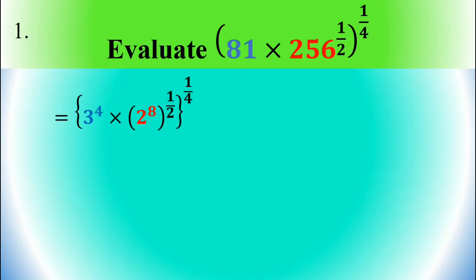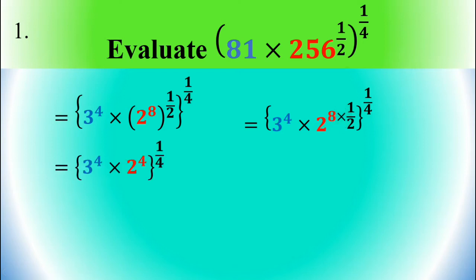Next, there is a power of a power. Now you should simplify that. 2 to the power 8 into half is equal to 2 to the power 4. Right? Now you have 3 to the power 4 into 2 to the power 4. This can be written as 2 into 3 to the power 4. Like this, 2 into 3 is 6.